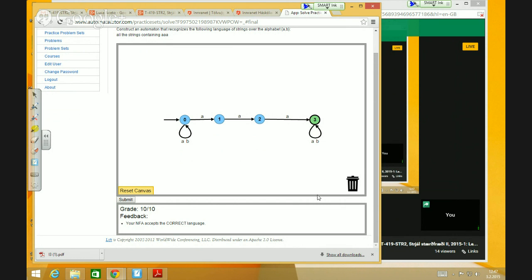So this accepts, for instance, AAA, which has the right pattern but is of odd length. There are lots of other strings which have the right pattern but are of odd length. So the automaton would be more complicated in this case. In the question that you have on the automata tutor, it would be as simple as this one.